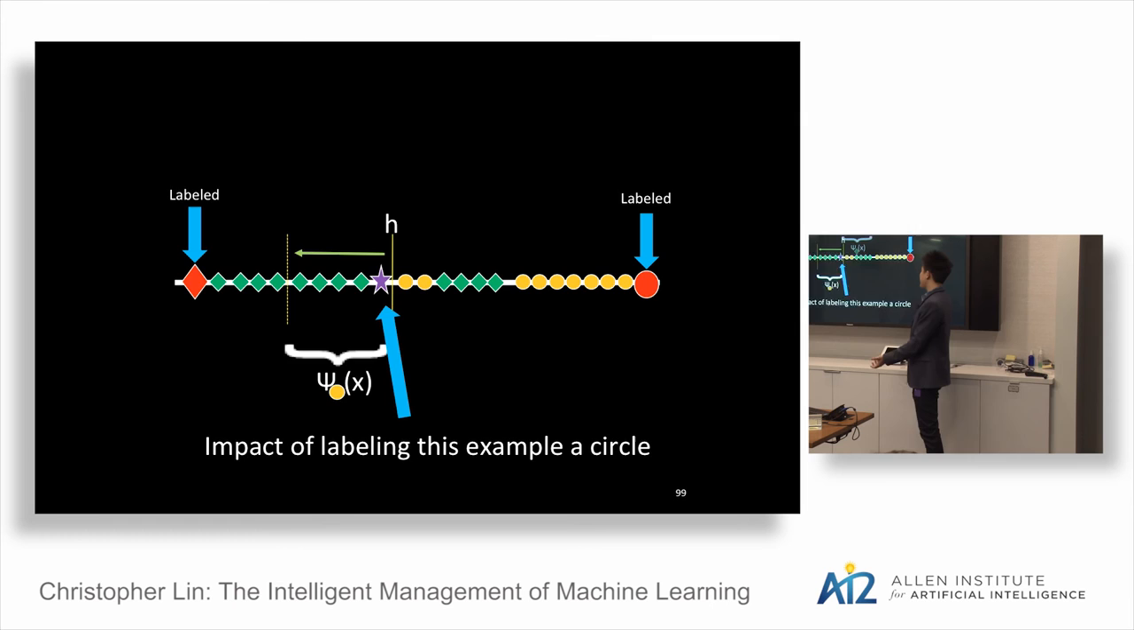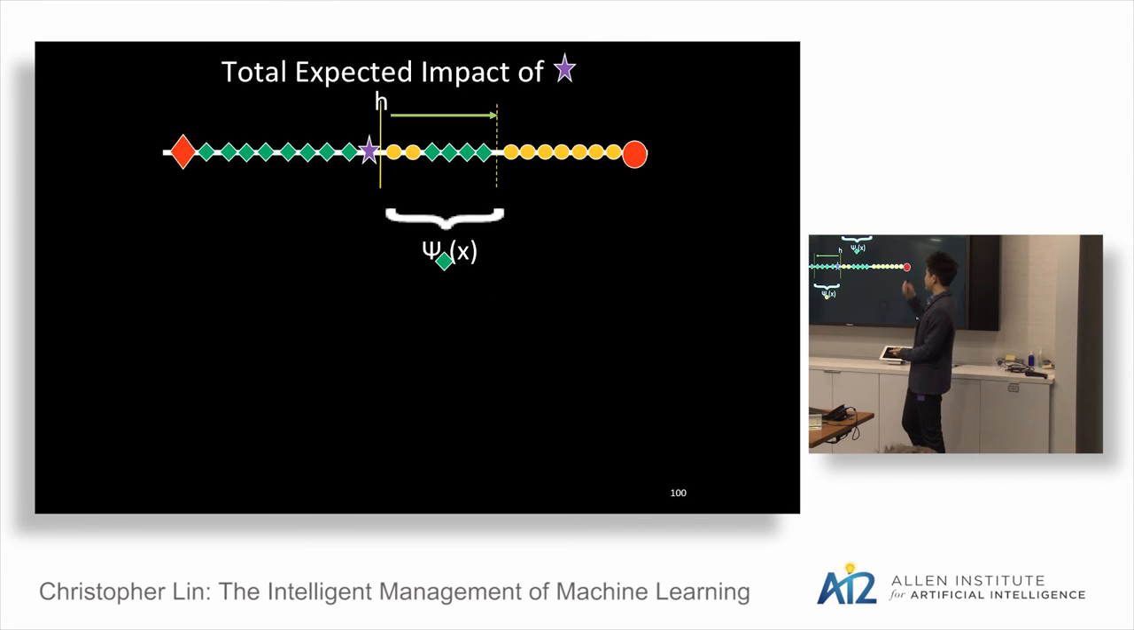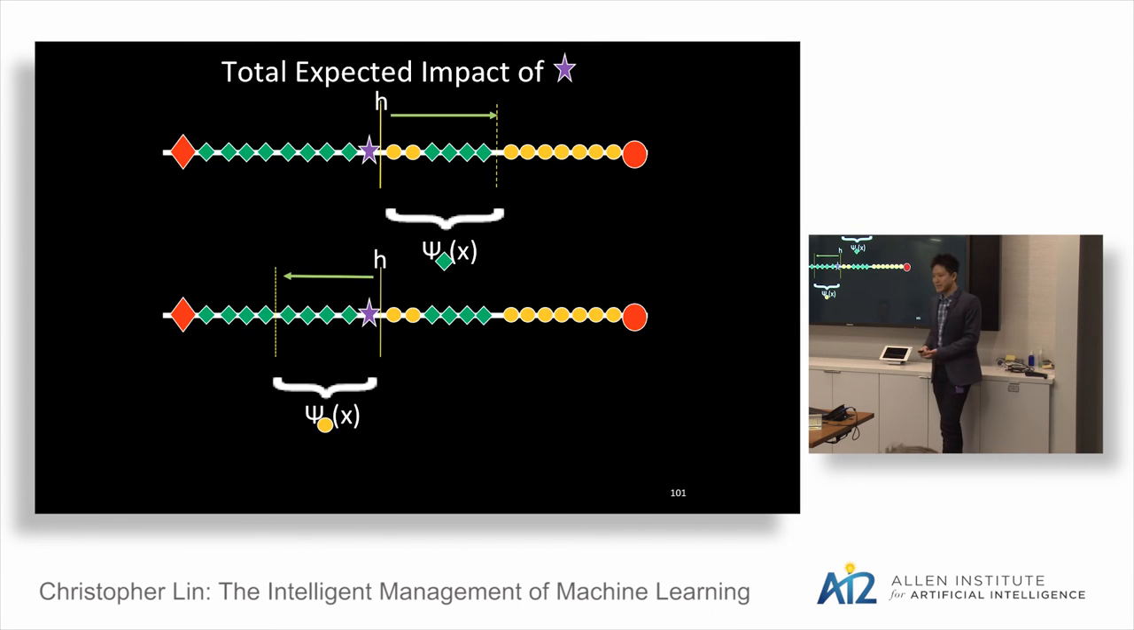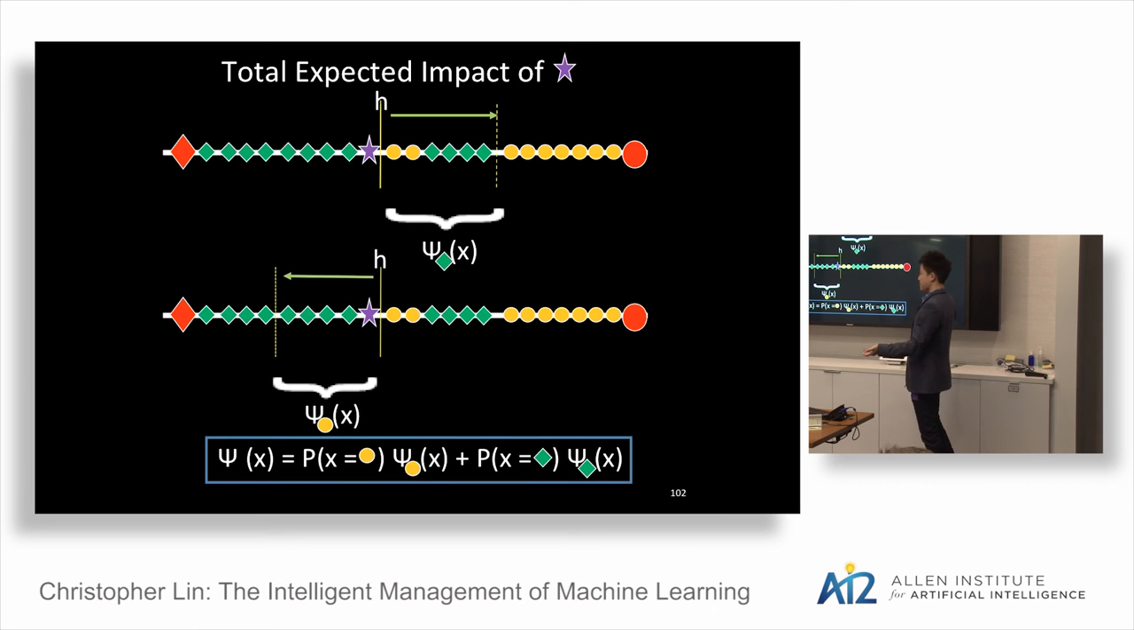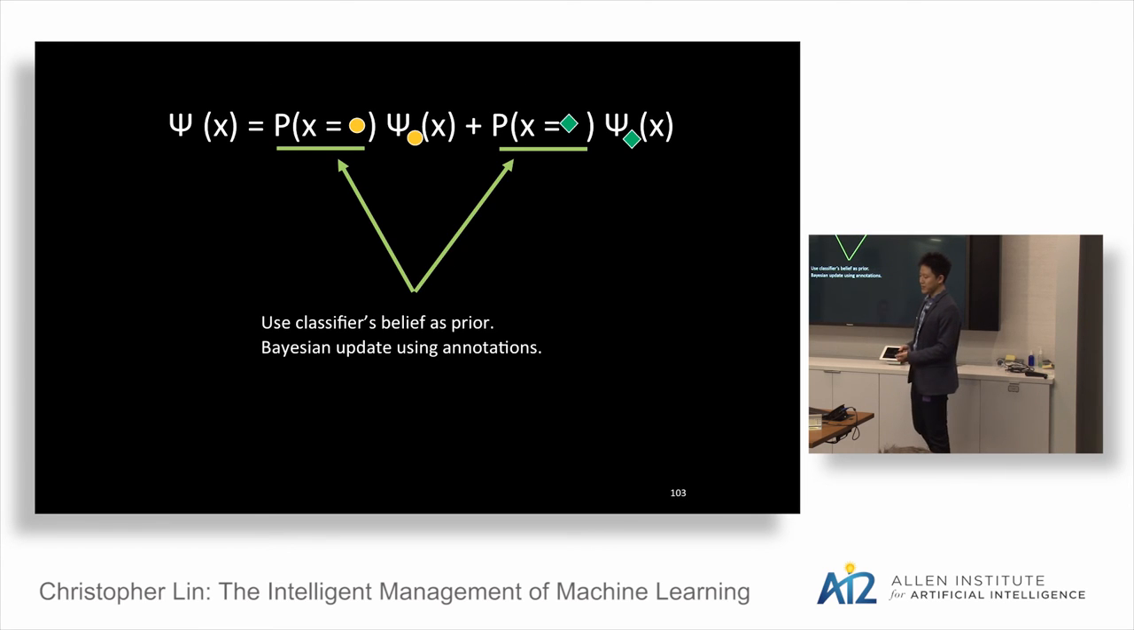Okay, well, now you know the impact of labeling the example as a diamond and the impact of labeling the example as a circle. Now you can compute an expectation, right? And how do you compute that expectation? Well, you can compute the probability that you receive a label by using the classifier's belief as a prior, and then using a Bayesian update using the annotations that you actually have from your workers.